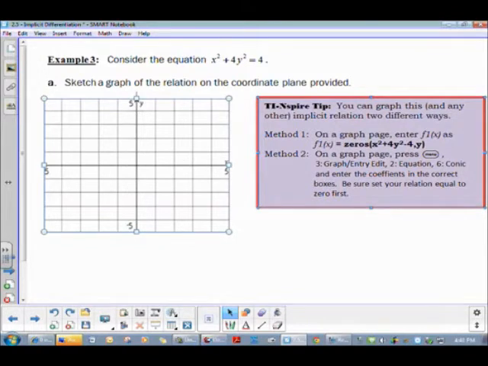In part A, it says that we want to sketch a graph of this relation on the coordinate plane provided. And I'd like to first approach this without using technology. And we'll talk a little bit about how you might be able to handle this if you had a graphing calculator. But the very first thing that it would be nice to be able to recognize is what kind of relation this is, which family of previously studied relations does this fit in.